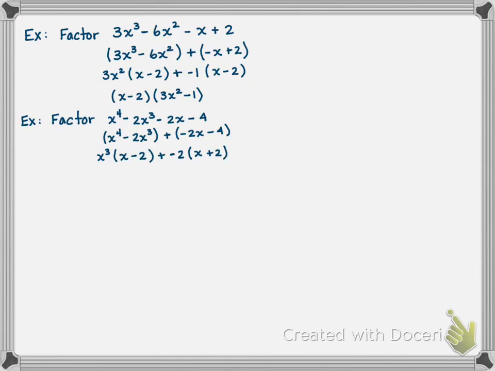And then, do I have a common factor? I don't have any common factors between my two groups, right? So here I have a factor of x to the 3rd and a factor of x minus 2. Here I have a factor of negative 2 and a factor of x plus 2. They don't have anything in common. And so we just bag the whole thing.